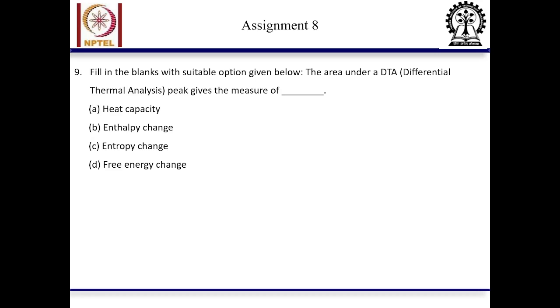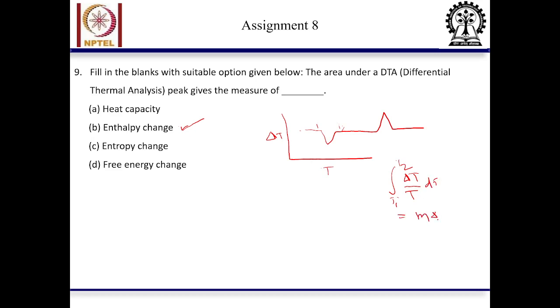Okay, so basically Sunil is right. The answer is enthalpy change, and I can tell you how. Here you have delta T and here you have T. Now you have a curve like this or this. If you integrate delta T by T from T1 to T2, suppose this is T1 and this is T2, dt, you basically get M delta H with some constant.